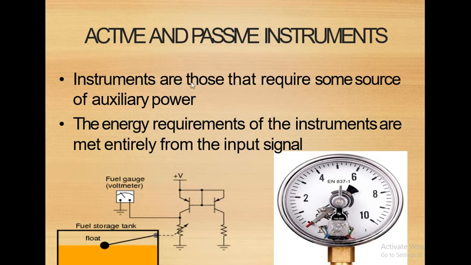I think in transducers also we have seen active and passive type of power transducers. The same definition can be used here. Similarly, the passive instrument, the energy requirement of the instruments are met entirely from the input signal. There is no need to apply the external power source for its operation. Okay, so if you see, this is the passive instrument. Okay, so this is classified over here.